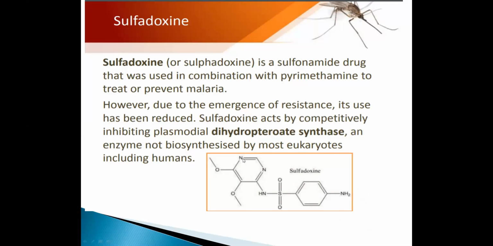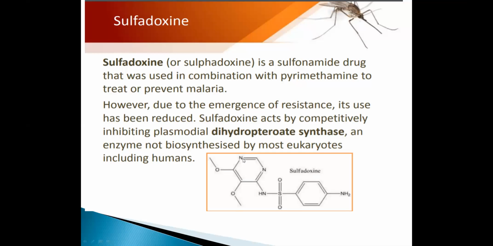Now comes sulfadoxine. It's an example of a sulfonamide. It contains basically a sulfonamide which is attached to a pyrimidine ring containing methoxy at the 5th and 6th position. That's the structure of your sulfadoxine.